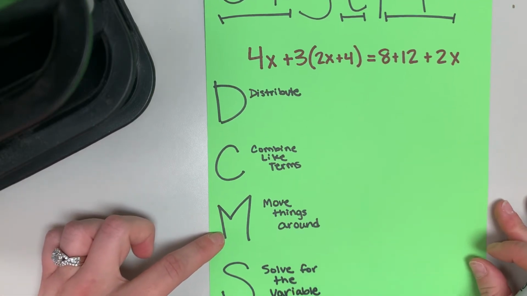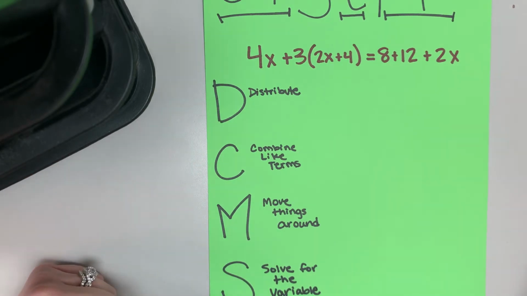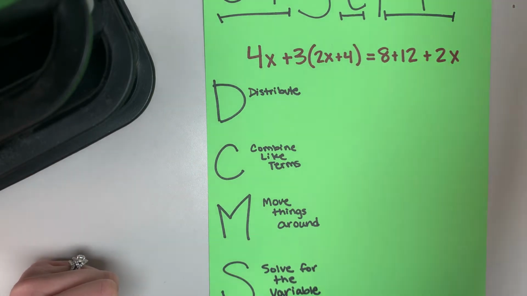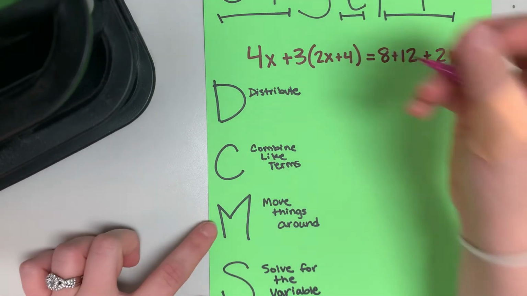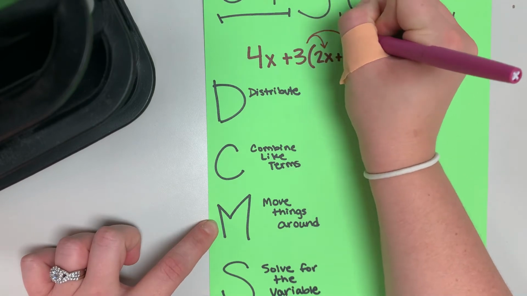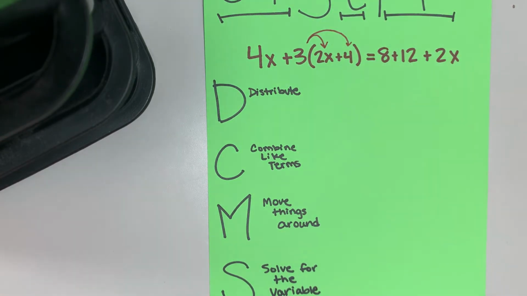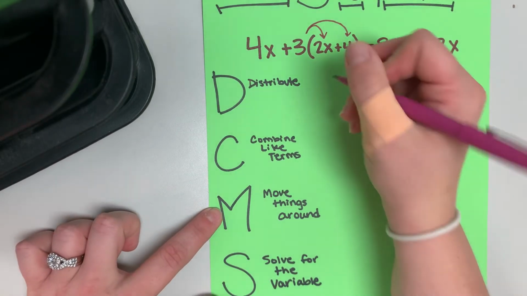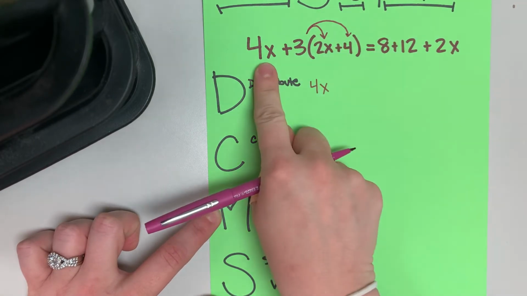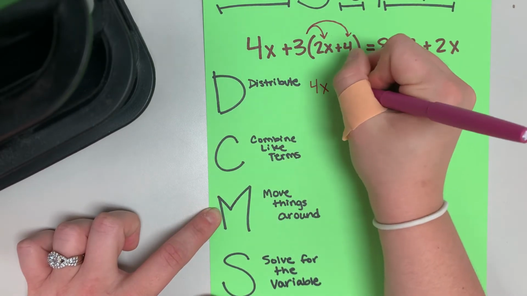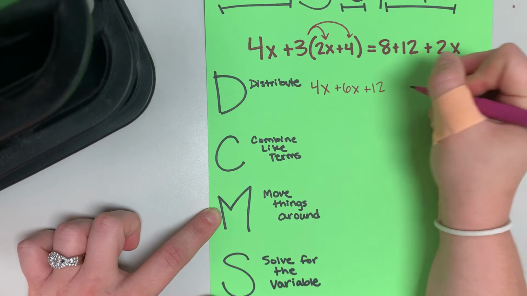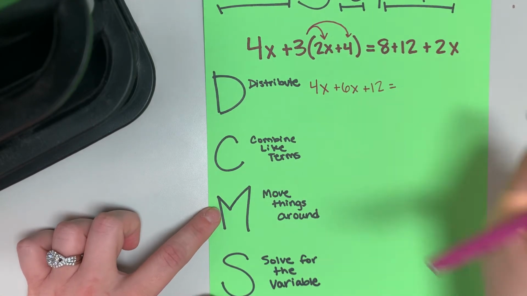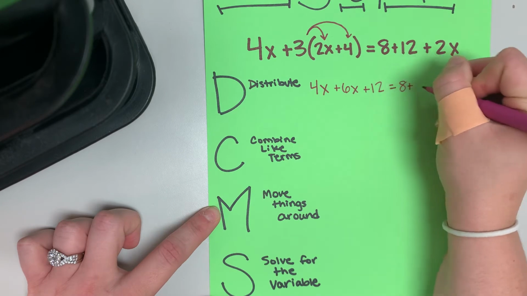Okay, so let's go over this problem. So the first thing is to distribute. Is there anything in my problem that I need to distribute? Yes, that 3. The 3 can distribute to the 2x, and it can distribute to the 4. So let's rewrite our problem using that distributive property. So we're going to bring down our 4x from there. 3 times 2 makes 6x. 3 times 4 makes plus 12 equals. There's nothing to distribute on this side, so go ahead and bring that entire part of your problem down.